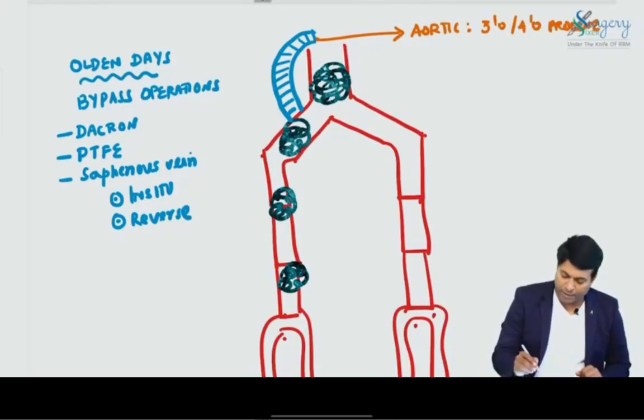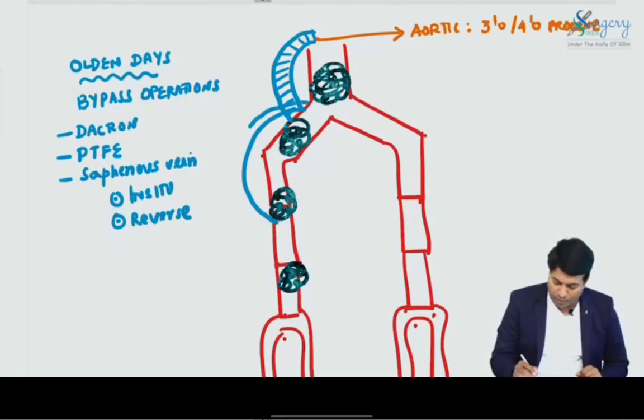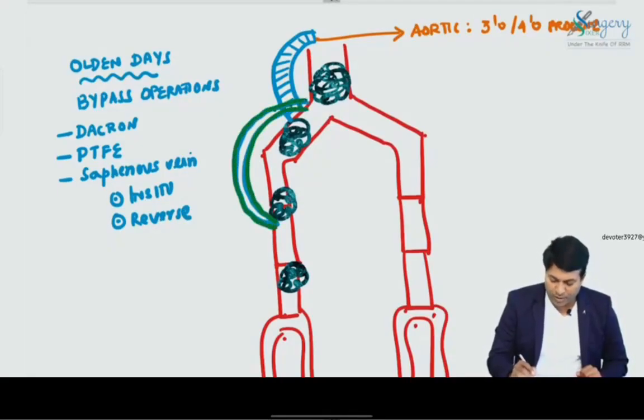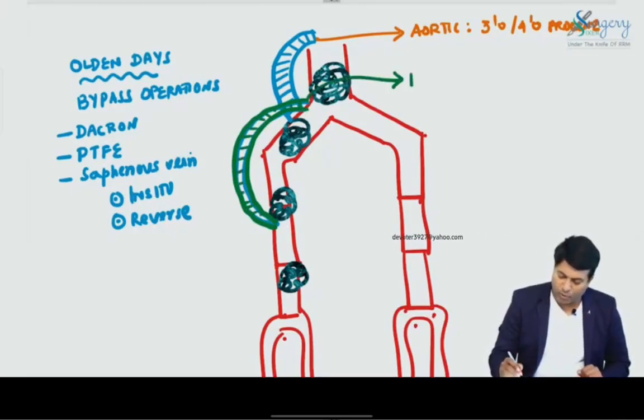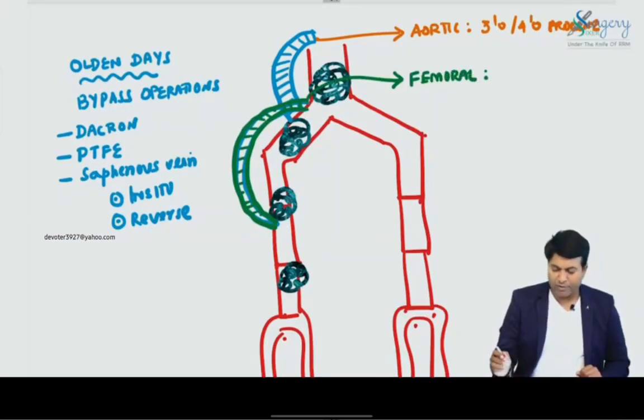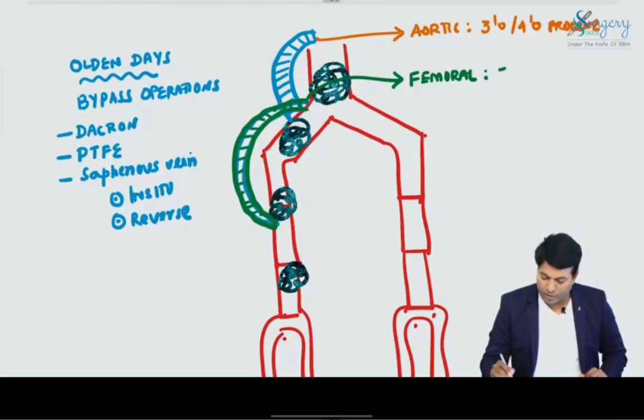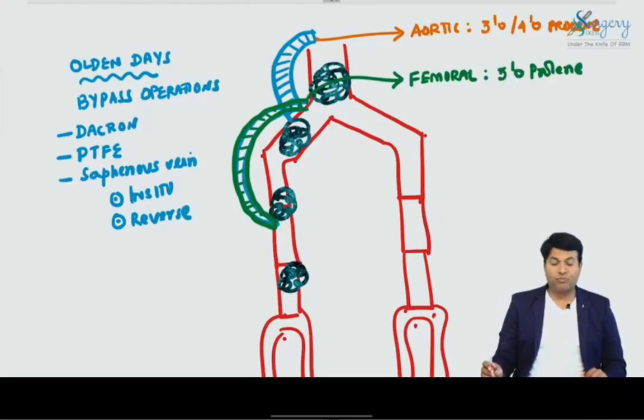For iliofemoral bypass, from the iliac artery to the femoral artery, we use polytetrafluoroethylene. For femoral artery bypasses, we use polytetrafluoroethylene, and the suture material is 5-0 Prolene, used for suturing to the femoral artery.